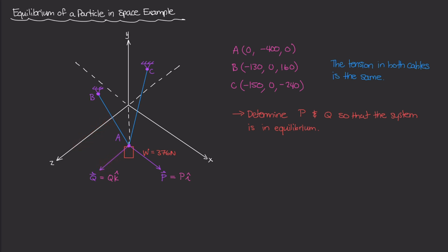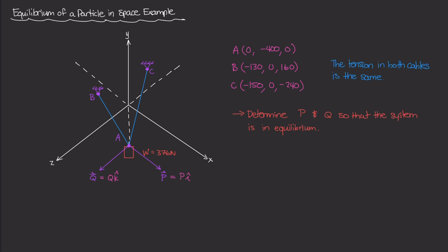Now each one of these points A, B, and C have certain coordinates. So point A is located at an x of 0, a y of negative 400, and a z of 0. So if we started here at the origin, you can see that x is 0, and then we go down negative 400, and then z is also 0. So that's where point A is located. And in that same sense, we have points B and C, which have different coordinates. So anyway, that is sort of the diagram.